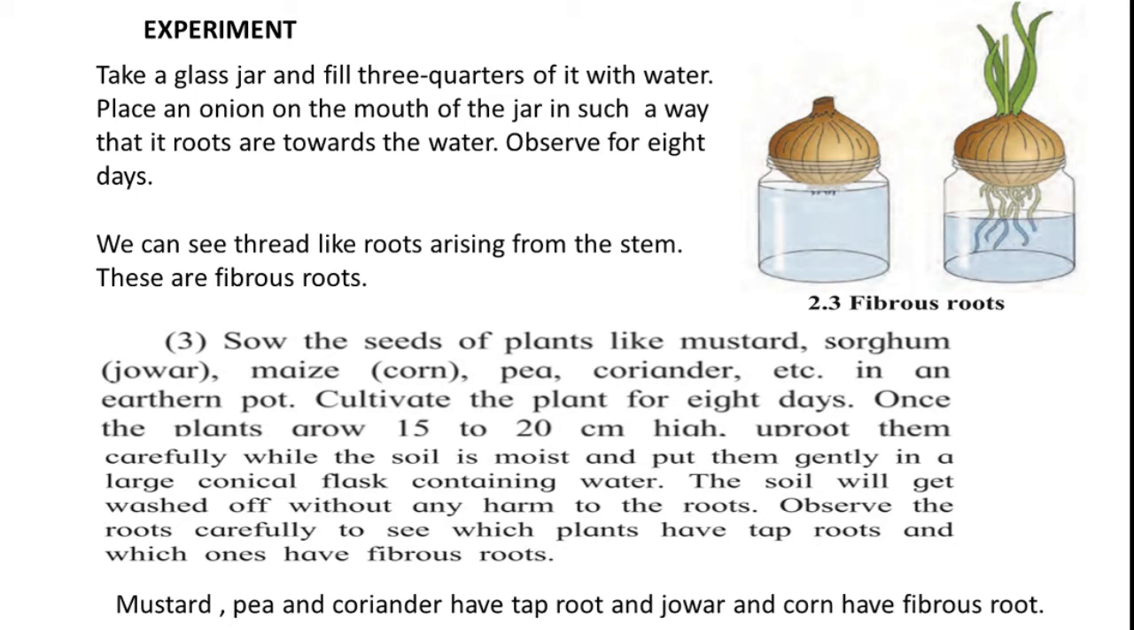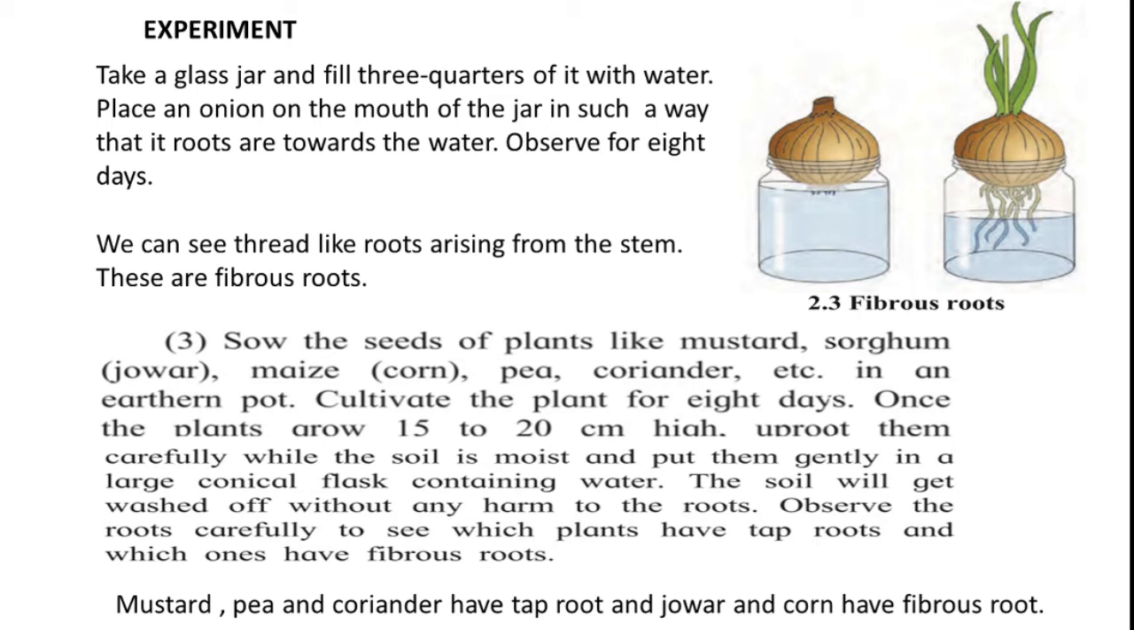So there is another experiment. Sow the seeds of plants like mustard, sorghum, maize, pea, coriander, etc. in an earthen pot. Cultivate the plants for 8 days. Once the plants grow 15 to 20 centimeters high, uproot them carefully while the soil is moist and put them gently in a large conical vessel containing water. The soil will get washed off without any harm to the roots. Observe the roots carefully to see which plants have taproots and which have fibrous roots.